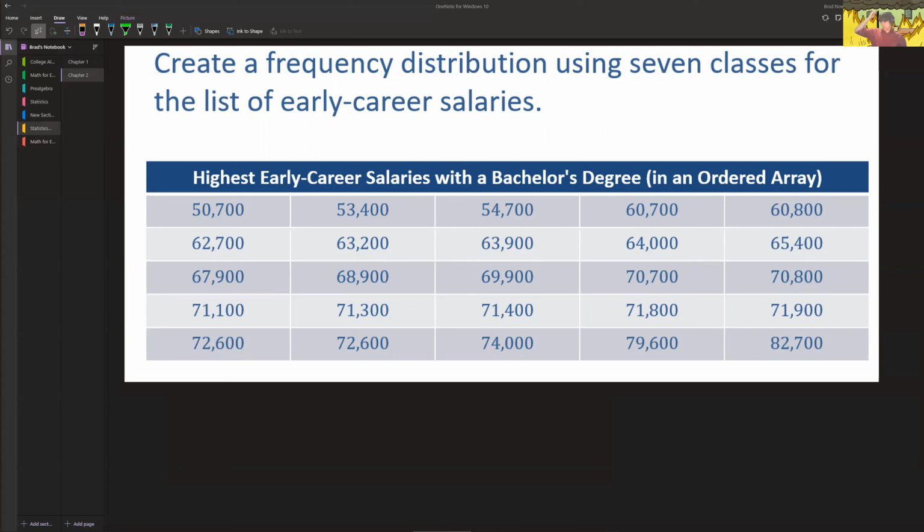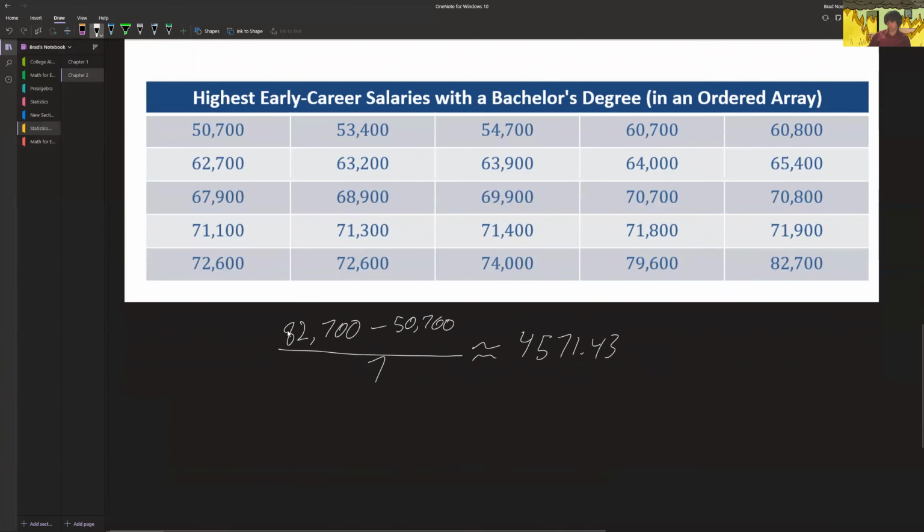Okay, so here we were told that we needed 7 classes. So what I'm going to do is look for the largest data value. Noting here, these are going in increasing order, my largest data value is 82,700. I will subtract my minimum data value, which is 50,700, and then divide by my number of classes. They indicated there were 7, so divide by 7. I plug that into my calculator and I get that this is approximately 4,571.43.